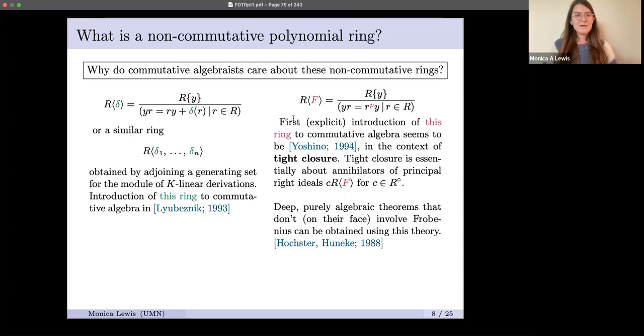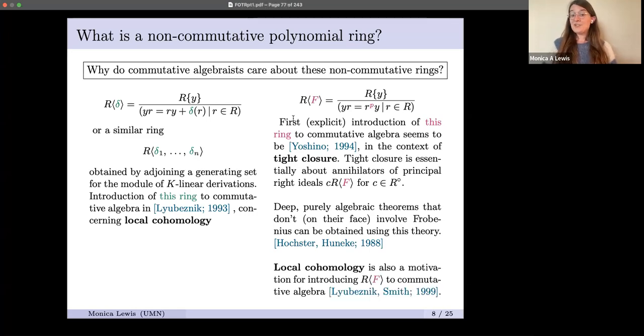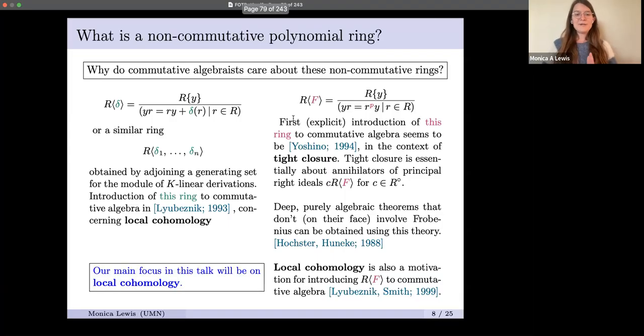Now, going back to the left column over here, Lyubeznik's interest was in something called local cohomology. And incidentally, local cohomology was also the motivation for an introduction of this ring of Frobenius operators into commutative algebra that seems to be kind of parallel and independent to Yoshino, due to Lyubeznik and Smith. So our main interest in this talk, how do these non-commutative rings tell us interesting things about commutative algebra, is going to be how do these non-commutative rings tell us about local cohomology?